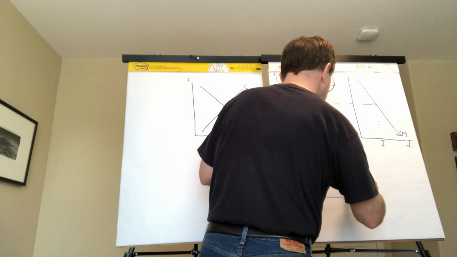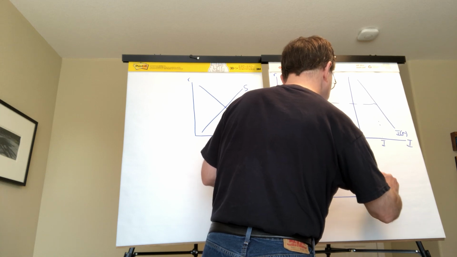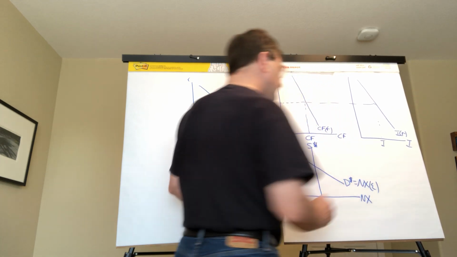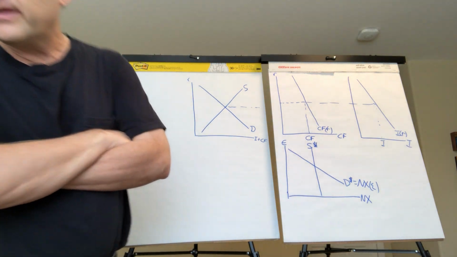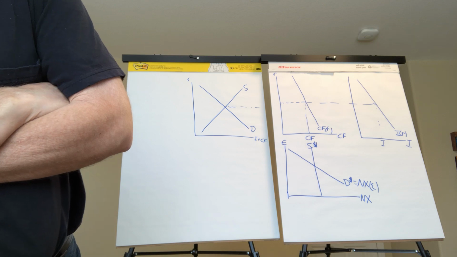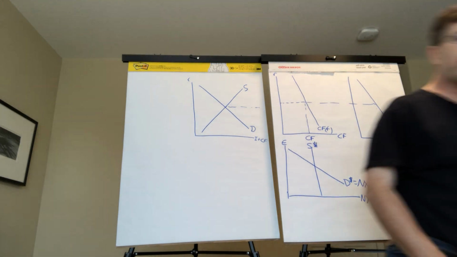Then the demand for dollars is just the net exports as a function of real exchange rate curve. So that's our curves. We have here an increase in the government budget deficit. So let's graph that in red.